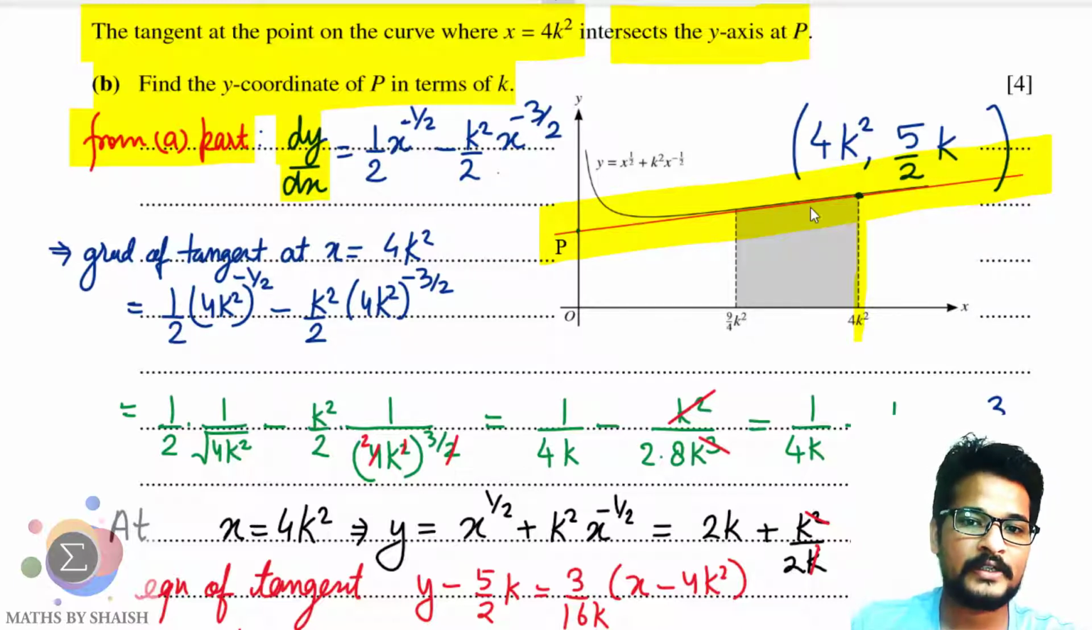So from part A we know dy over dx. Why do we require dy over dx? Because it is given that it's a tangent. So for a tangent we require dy over dx anyway.